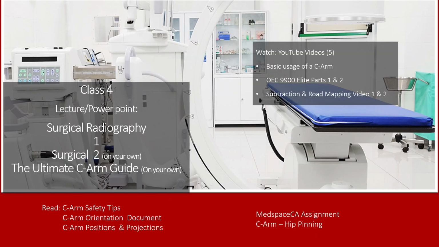Class number 4 is for surgical radiography. We will be going over the PowerPoint Surgical Radiography 1. Surgical Radiography 2 will have to be done on your own. That's the procedures. The Ultimate C-arm Guide is something I put together. It's more for something that you would want to take with you when you go out on your own. This will help you once you start in your workplace. It's pretty much everything you need to know about C-arms.